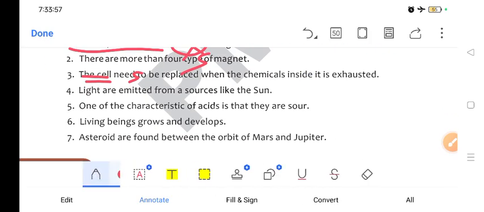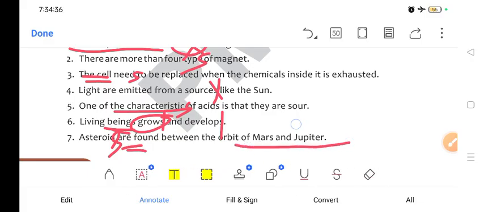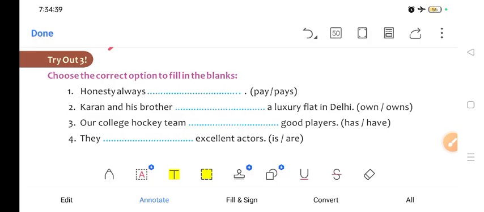Now, the word "lights" is emitted from a sources. No, it's source. From a source like the sun, just remove S. One of the characteristics, "one of" takes a singular verb here, right? So, one of the characteristics of acid is that they are sour. Living beings grow, because it's in plural form, so we will put a plural verb here. S will be removed, and develop, S will be removed. Asteroids should be in plural form, because a plural verb is used here, are found between the orbit of Mars and Jupiter. Okay, next is choose the correct option to fill in the blanks.